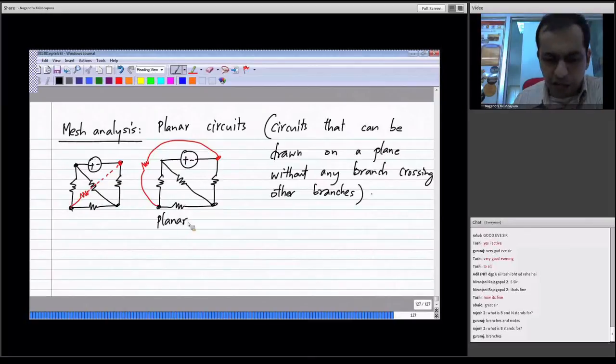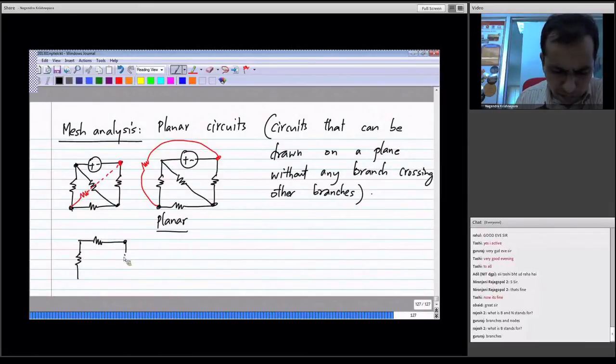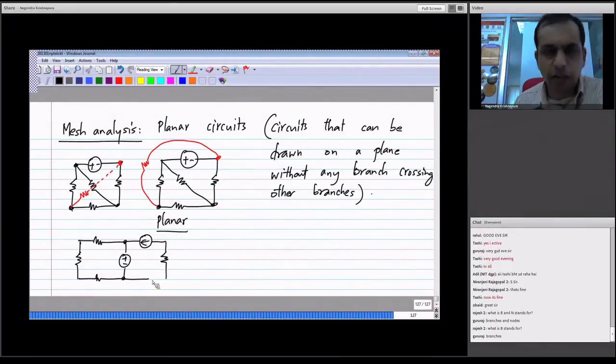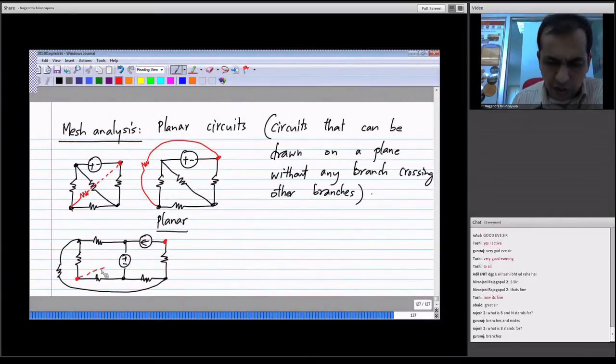On the other hand, if I have something like this, let's say I have something like that, and then I also have something going from this node to that node. Now if I have any branch between here and there, it has to cross some branch, okay. I can draw it inside here, in which case it is crossing this branch.